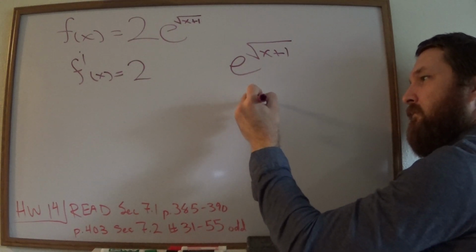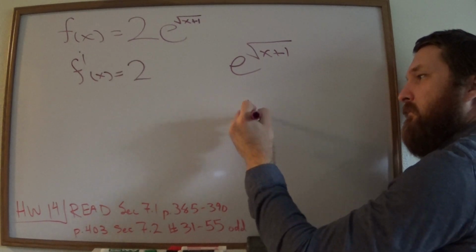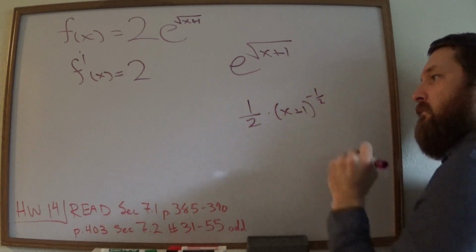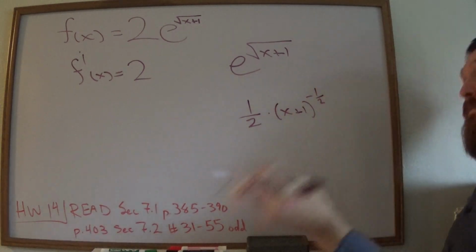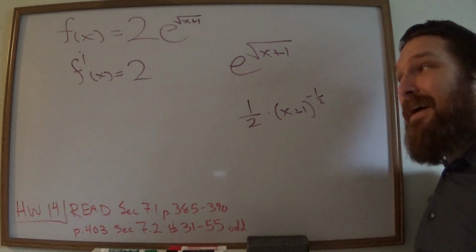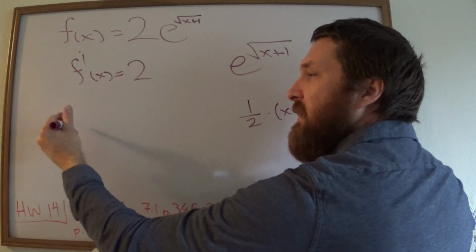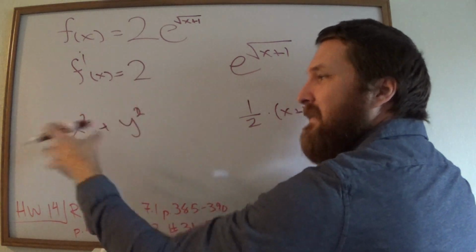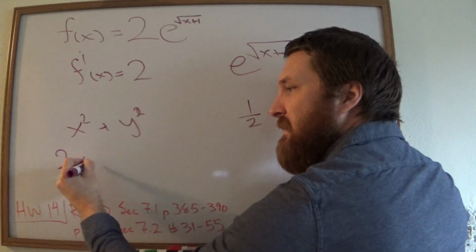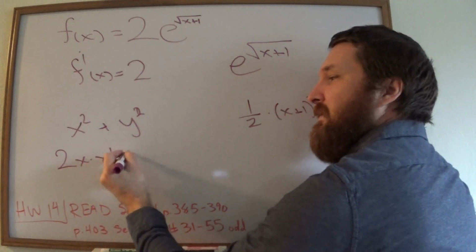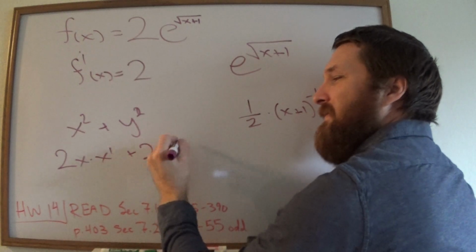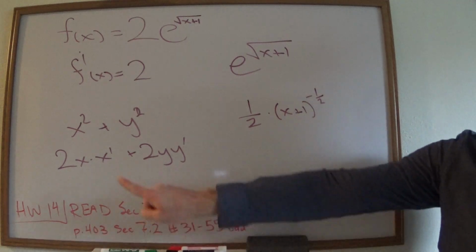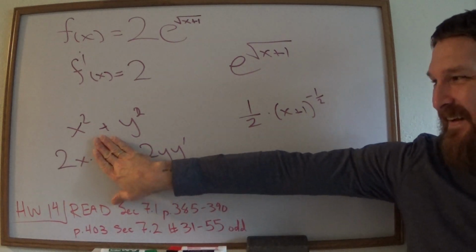1/2 times x plus 1 to the negative 1/2 times 1. Yep, times 1. That's something I didn't say when we were doing implicit differentiation, but technically, if we take d dx of both sides, you are multiplying by the derivative of x with respect to x. It just happens to be that the derivative of x with respect to x is 1, and so we don't write it, but it is true.